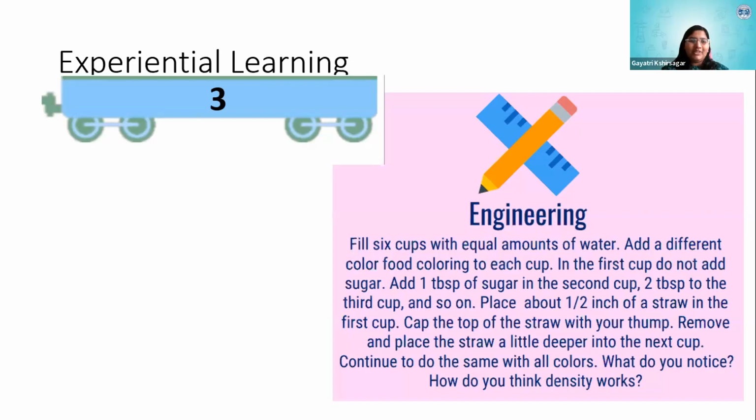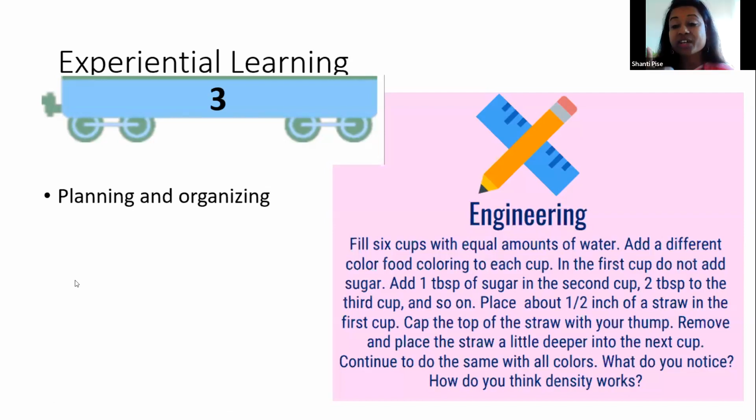So teachers have shared their ideas in the comment box. One of them said blotting paper chromatography, then density will be thicker in the mixture. Some of them said float an egg in each glass. Perfect. Chromatography is a very good example that you have given.